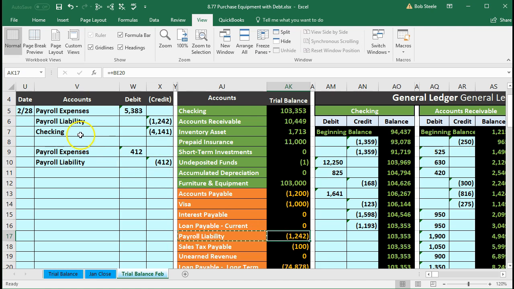And now we just need to put the checking account amount that is here. That's going to be the first account on the trial balance, and of course our favorite first account on the general ledger. We are over here in AN17. That's AN17. We're selecting equals and pointing to that 4,141. Enter. Bringing the balance down to 99,212. That also found in AK5.